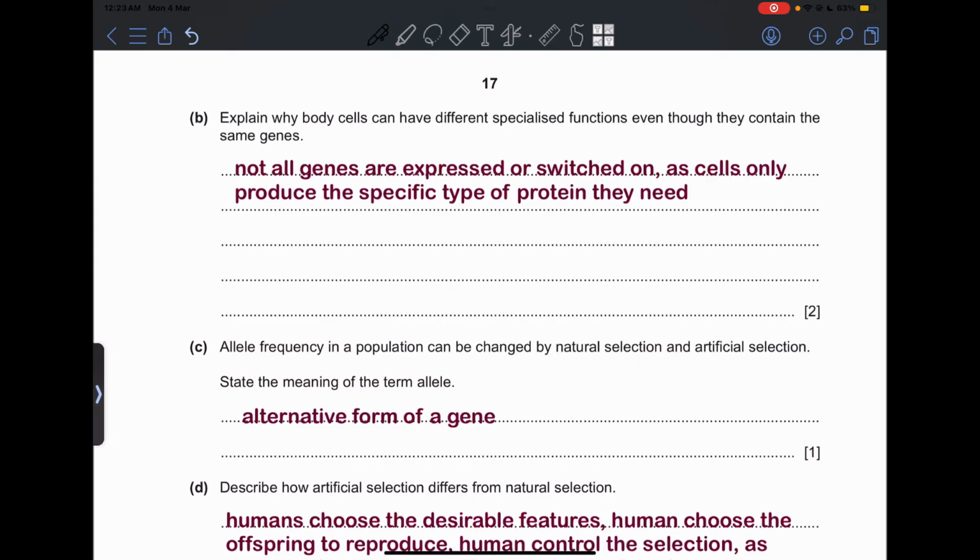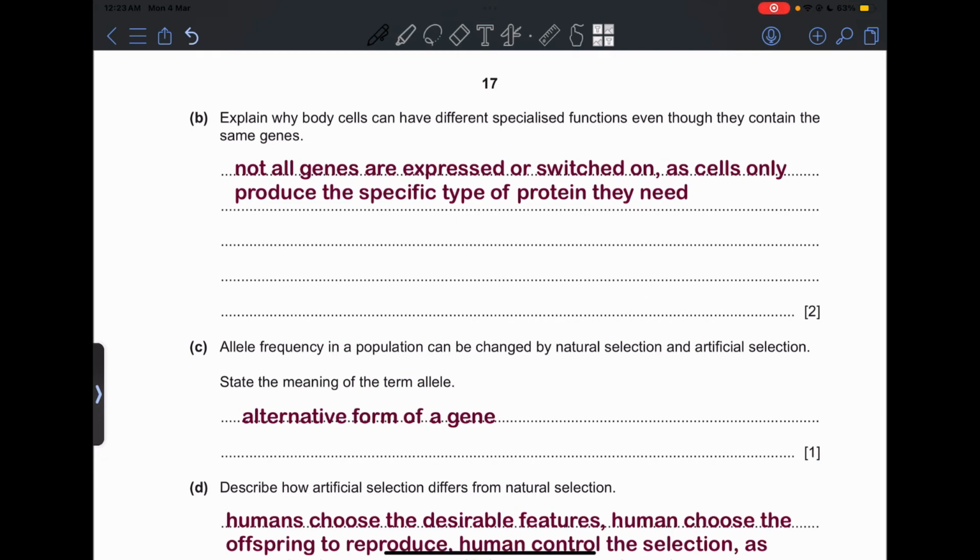B says, explain why body cells can have different specialized functions even though they contain the same genes. This is because not all the genes are expressed or switched on. So for example, in your liver, only some types of genes are expressed. Not all of the genes are expressed. So the liver cells have all your genes, but only the liver genes are expressed. So only the ones that your liver needs are turned on, as cells only produce the specific type of protein they need. So they don't need the other ones, they only use what they want.